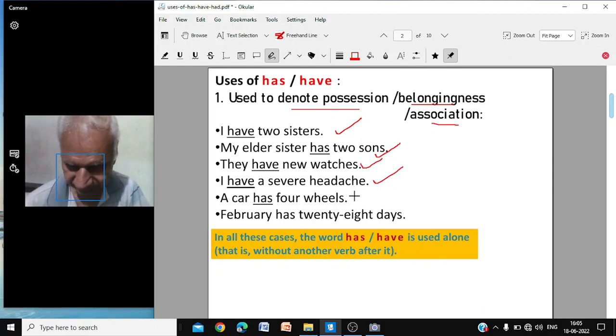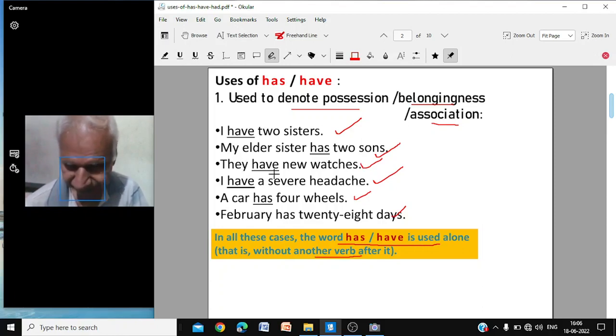A car has 4 wheels. The month of February has 28 days. So in all these cases, has or have means possession or belongingness or association. And note that the word has or have is used alone and is not followed by another verb.